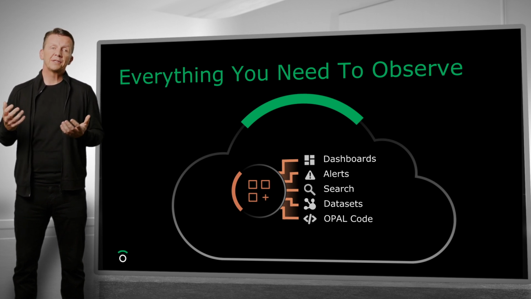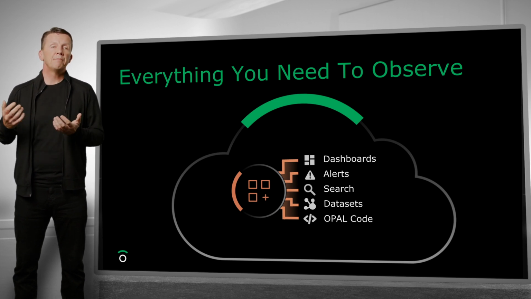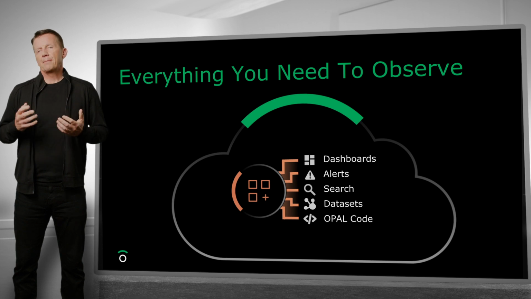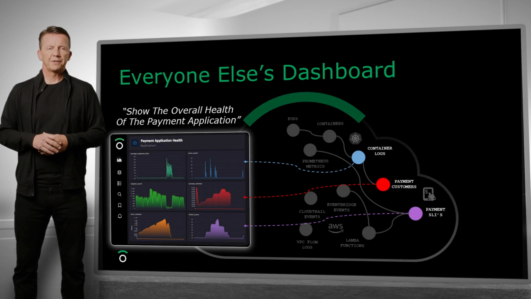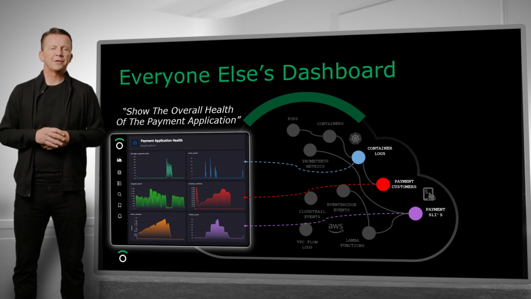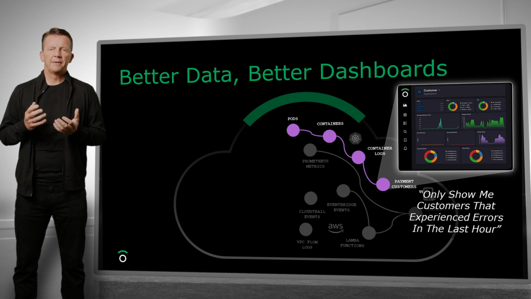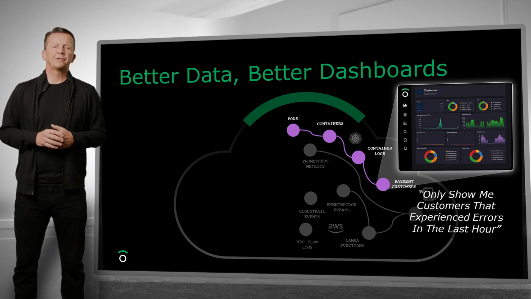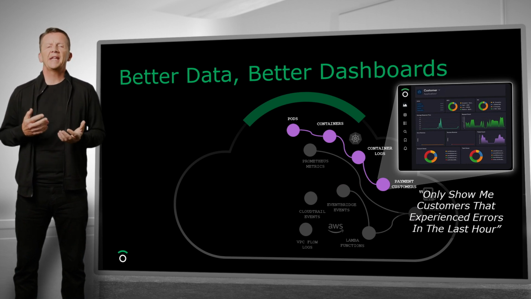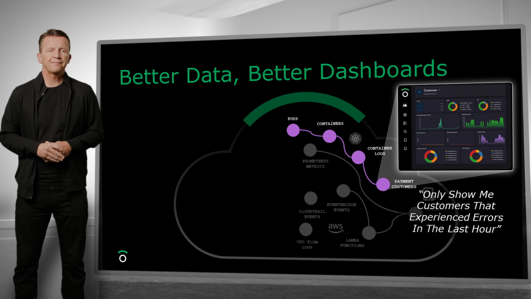Many of these components are available in competitive offerings, but in Observe, they're much, much better. For example, almost everyone has dashboards. They pull together metrics to provide an overview of the health of an application. Observe can do that too. But because Observe has better data, we deliver better dashboards. Observe dashboards are driven by our dataset graph, which means that when we see a spike, we can drill down and retain context as we do it.